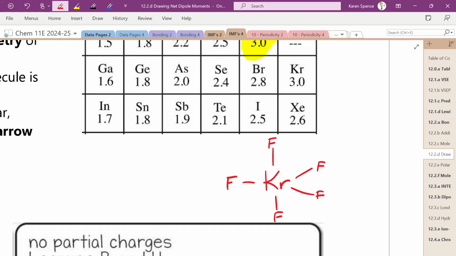And you'll notice when we did the expanded octets, you would sometimes see xenon and krypton having things bonded to them. It's kind of a weird situation. They don't really happen much in nature, but you can make them happen, okay?